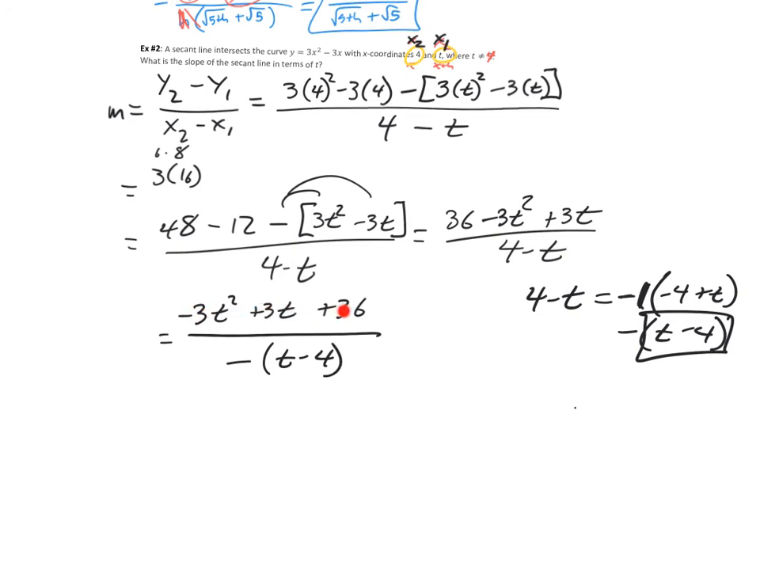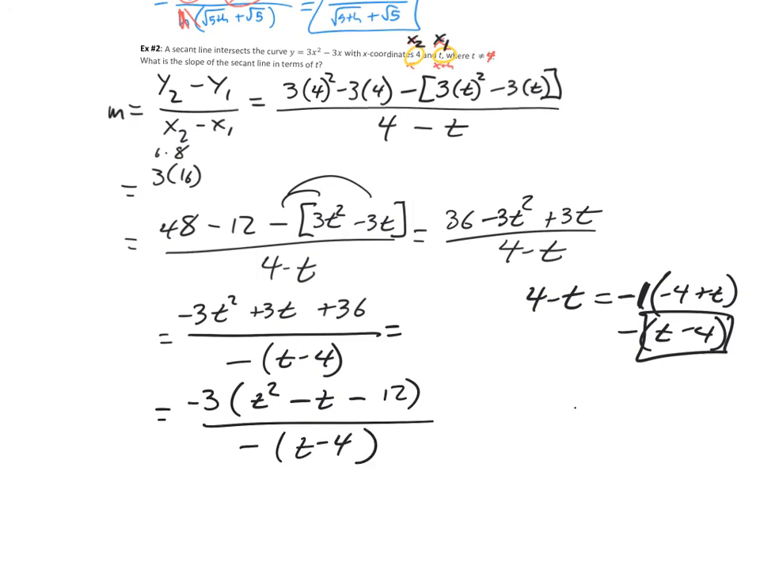Are there any numbers that I could factor out of here? I could definitely factor out a 3. And I think what I'm going to do is factor out a negative 3. So I'll do it down here. If I factor out a negative 3, parentheses, I'd have t squared, I'd have negative t, and I'd have negative 12. Again, all over negative parentheses t minus 4. I think you guys might see what's going to happen here. You have a negative here and a negative here. Those actually cancel out to be positive.